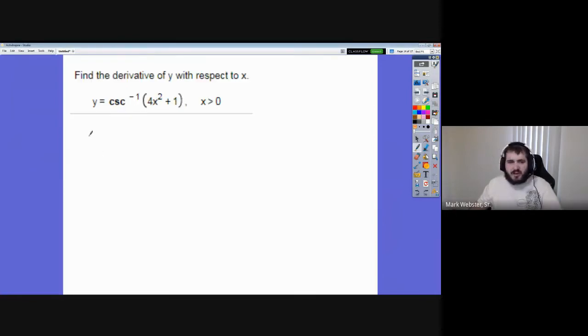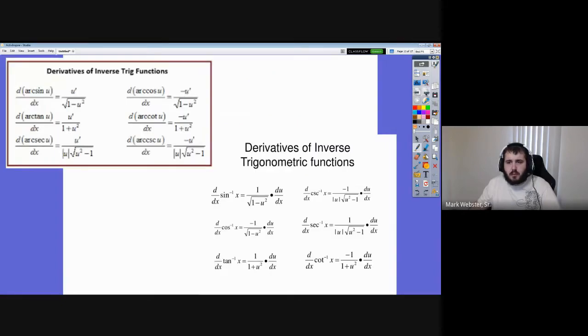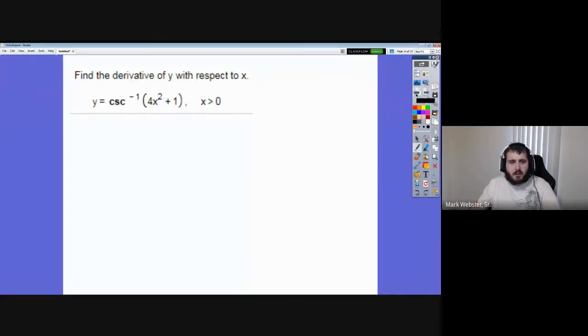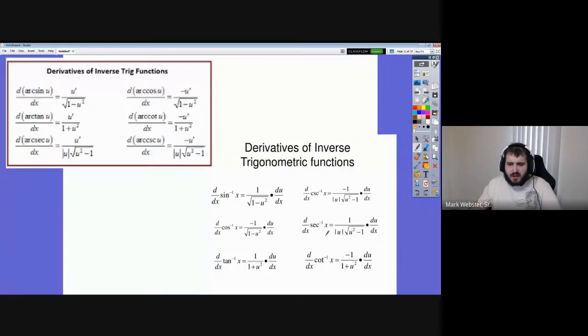Here's cosecant, and they do this in situations where there's a potential issue with domain and range, like we can't have this thing on the inside less than 1. So they give you that. And then what we're doing? We're doing cosecant. Let's look at cosecant. Cosecant is this one. So we've got -1 on top, absolute value of u, radical u squared minus 1.